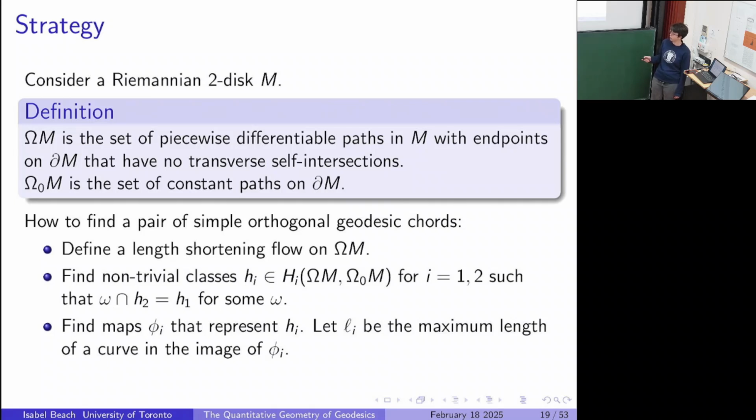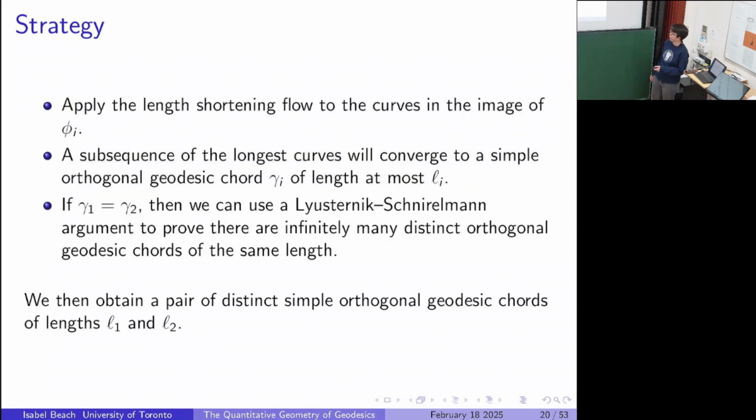Once you have these classes, you want to find a map that represents them that passes only through reasonably short curves. So they should have length at most L_i. This length is going to be the bound for the length of your orthogonal geodesic chords because since you're applying curve shortening flow, you're never going to increase the length past your initial lengths. And then once you've got that, you want to apply the length shortening flow to the curves in the image of each representative. Then a subsequence of the longest curves in those images are going to converge to a simple orthogonal geodesic chord with length no longer than the initial length.